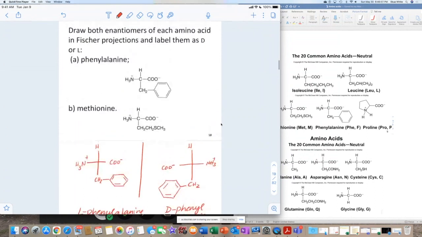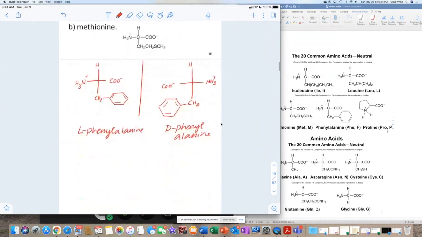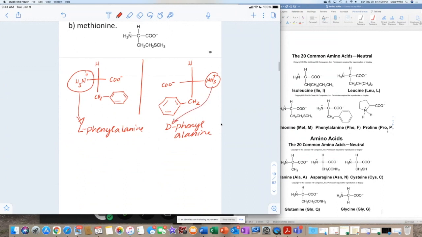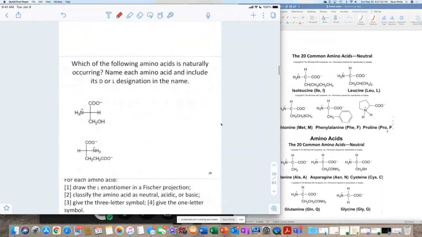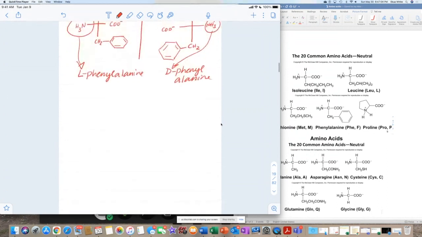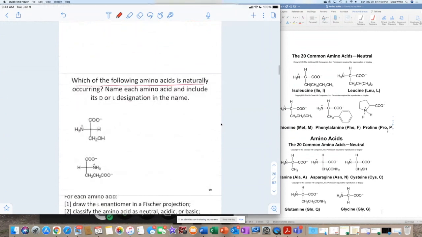Based on this, this is left, this is right. Left goes with L, right goes with D. Okay? Moving on. So you're going to apply the same principle to the other one. Which of the following amino acids is naturally occurring? The ones that are naturally occurring tend to be L. So L are more common naturally.